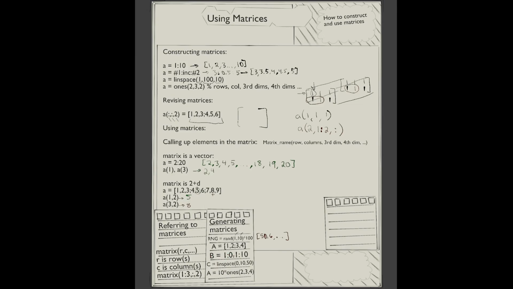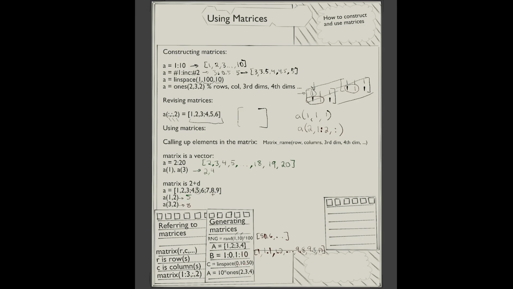Then B is 1 colon 0.1 colon 10. So we'll start at 1, then it'll go up by 0.1. Is that less than the 10? Yes. So 1.1, 1.2, 1.3, right? 1.4, 1.5, all the way up to 9.8, 9.9, 10, like that.